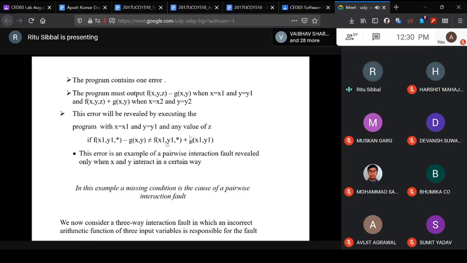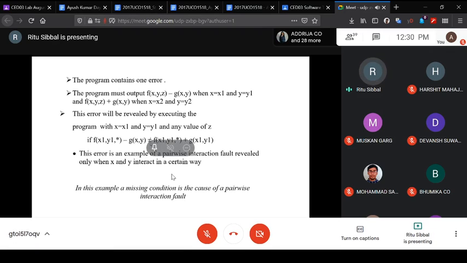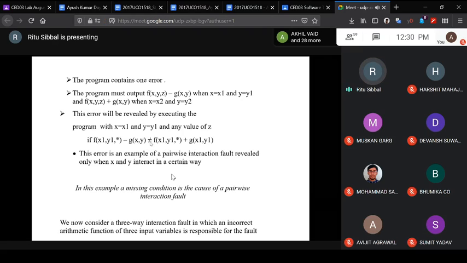So this error will be revealed only when this value is not equal to this value. Okay? If both these values, minus and plus, are the same, then this error will not be revealed at all. But where the minus and plus values are different, and whatever the value of z, this error will come. So if f of x1 y1 minus is not equal to f of x1 plus this thing, then the error will be revealed. All times when both of them are the same, the error will not be revealed.